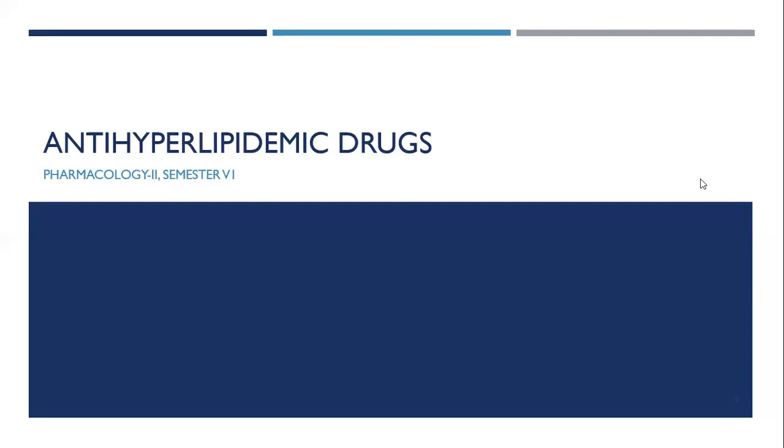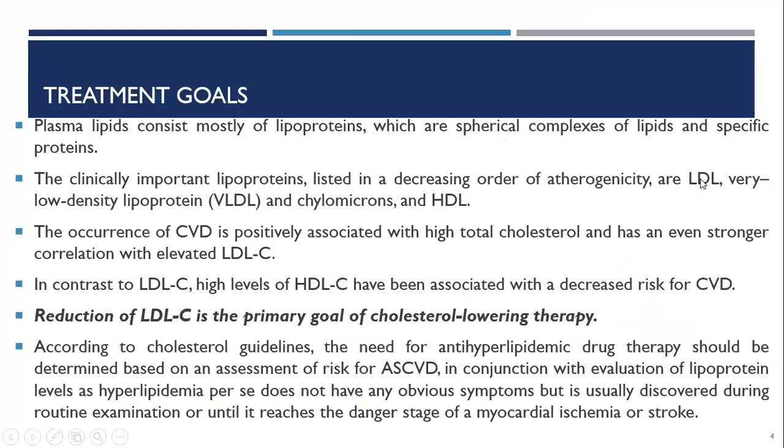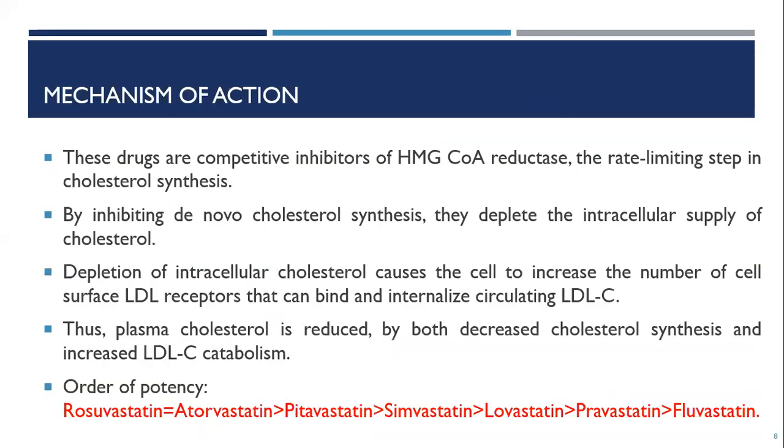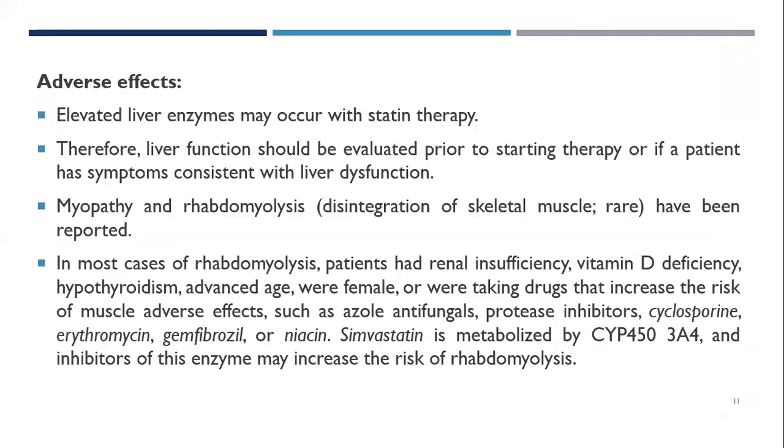Okay, so let's move forward. This all we have studied. This is a classification. From the second drug onward we are going to study niacin, then fibrates, then bile acid sequestrants, then cholesterol absorption inhibitors, then omega-3 fatty acids, and the PCSK9 inhibitors, which is a newer class of drugs. Okay, so this we have studied yesterday.